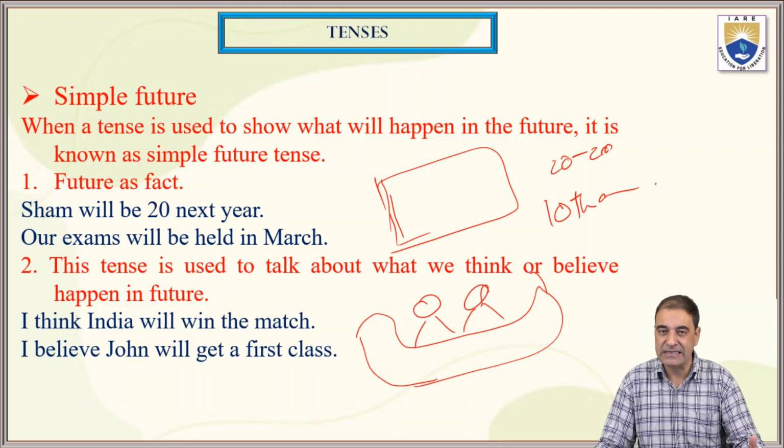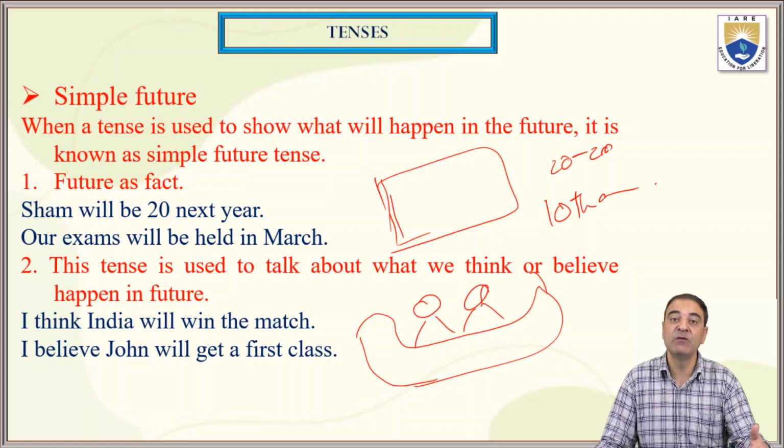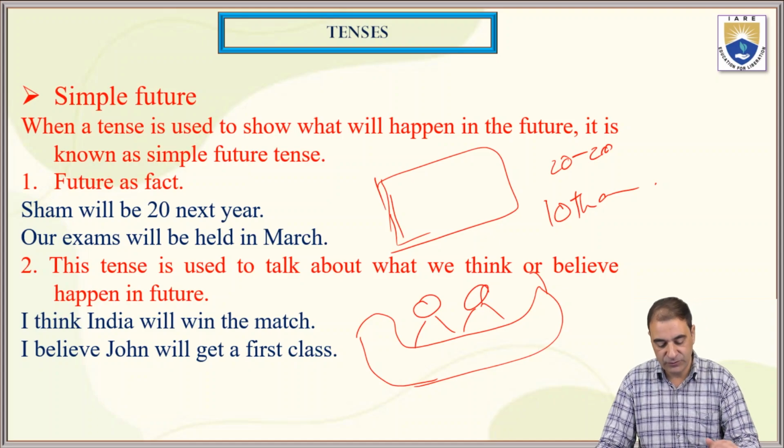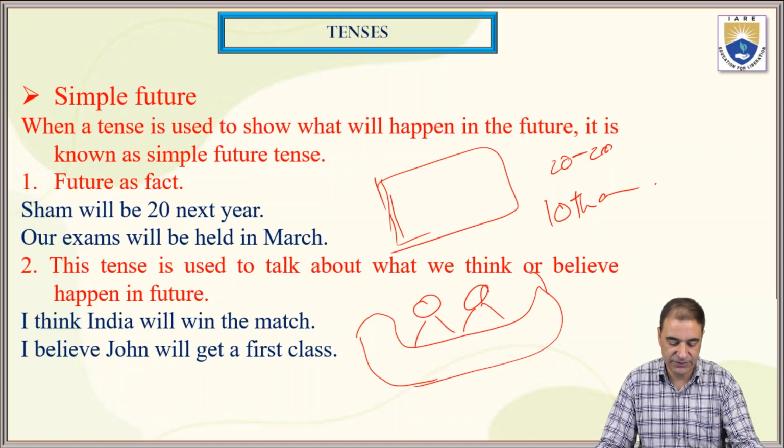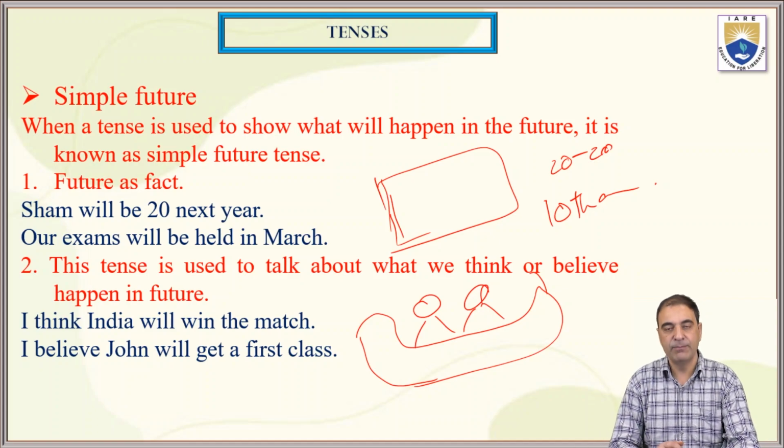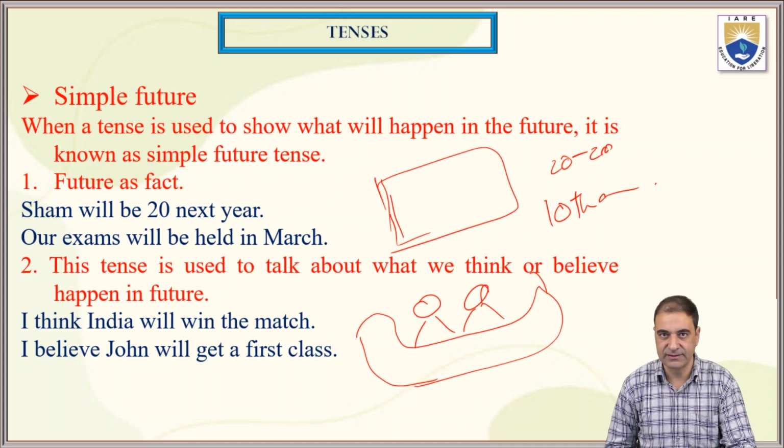The match is in the 10th over, and there are 10 more overs to go. It's something which I think, or it's something which I believe. That's why we say this tense is used to talk about what we think or believe will happen in future. Like, I think India will win the match. Right now, they're playing. It's in the 10th over. Still, I'm talking about the future. Or for example, I believe John will get the first class.